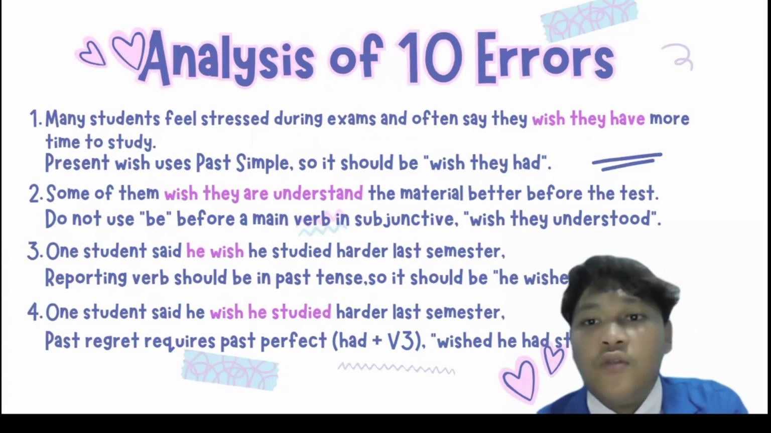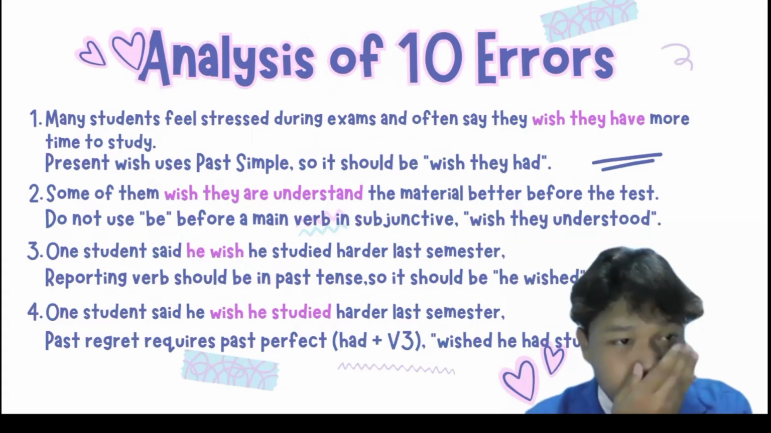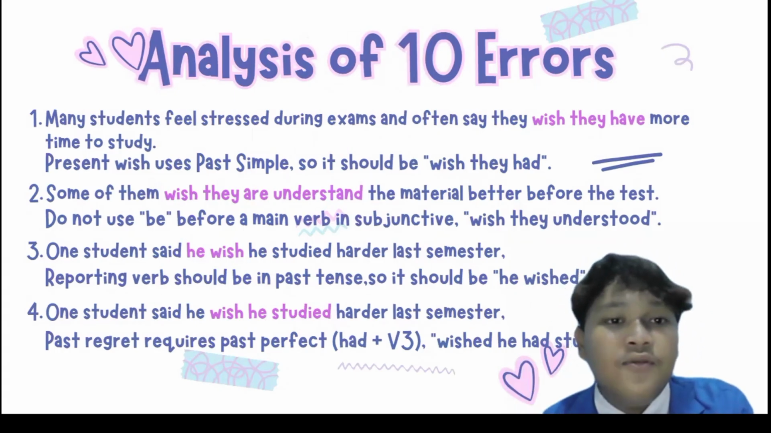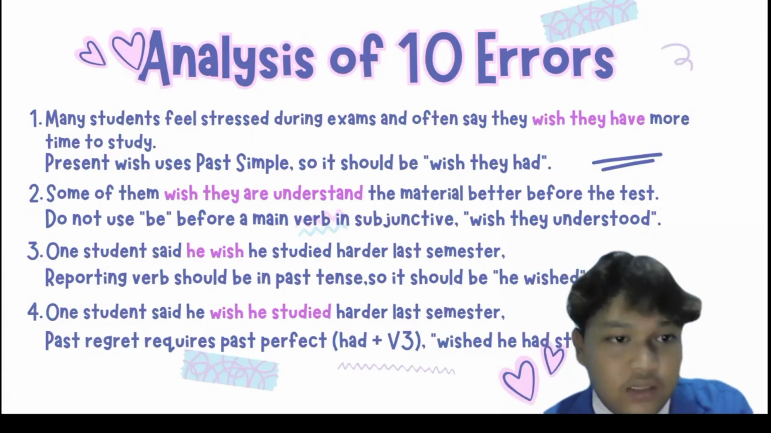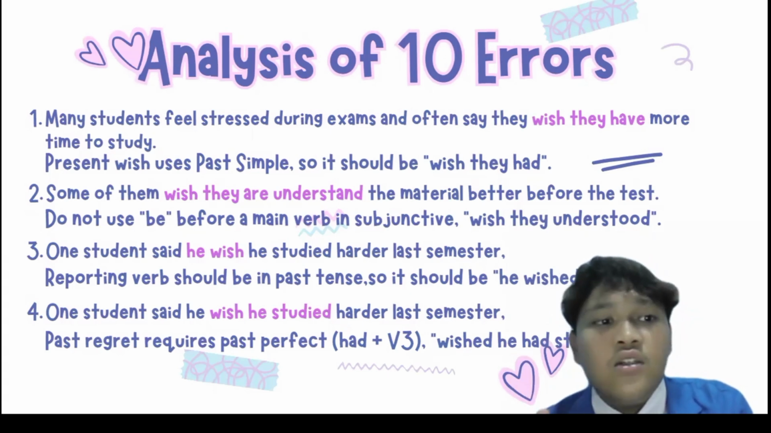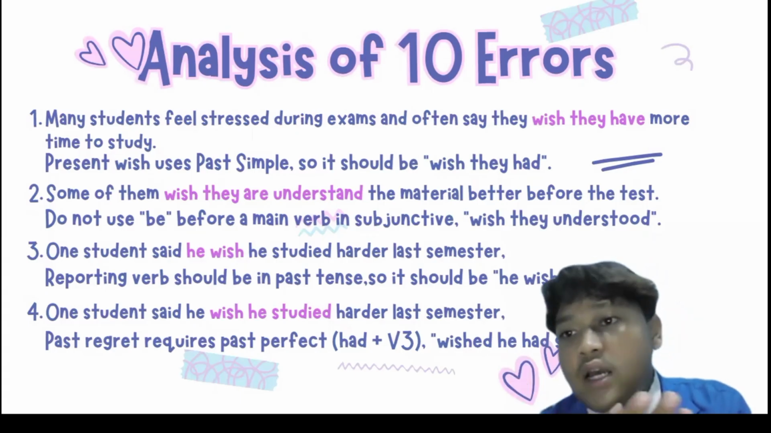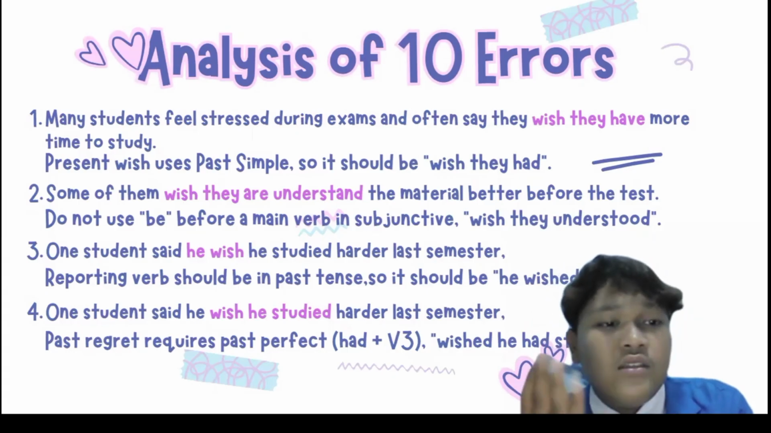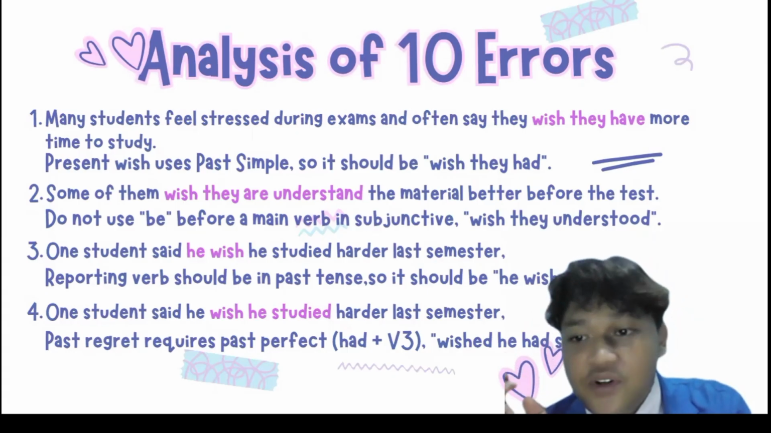And this is the analysis of 10 errors from the subjunctive wish. The first: "Many students feel stressed during exam and often say they wish they have more time to study." A wish about the present uses past simple, so it should be "wish they had." So: many students feel stressed during exams and often say they wish they had more time to study.